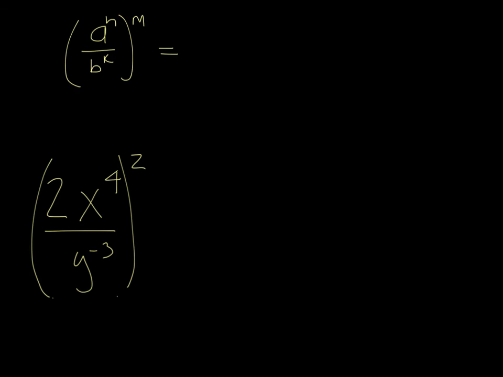When we have a quotient in parentheses, the power of powers rule also applies, and we distribute this m to the powers of both the numerator and denominator. So if we have a to the h over b to the k raised to the m, we have a to the m h over b to the m k.